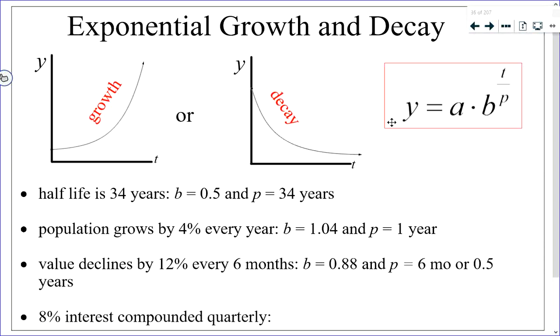Interest is compounded at 8% per year quarterly. That means you only get 2% every quarter, so B is 1.02, and the period is 0.25 years. Be careful when you solve problems like this with compound interest, because if you're finding a time and you get a time of 1.77 years for an answer, you must round to 2 years because interest is earned every quarter of a year. Interest is earned at 1 year, 1.25, 1.5, 1.75, 2. So you're always rounding up to the next compounding period.